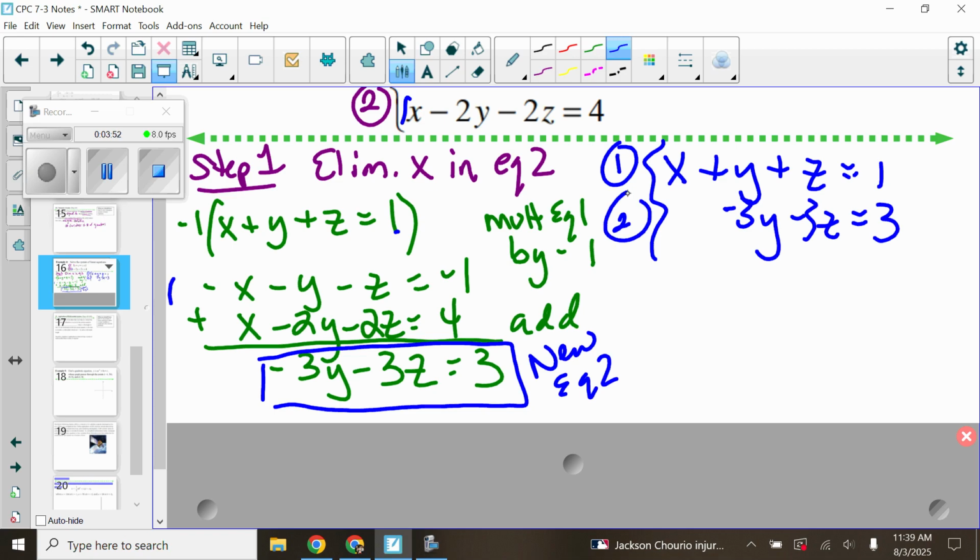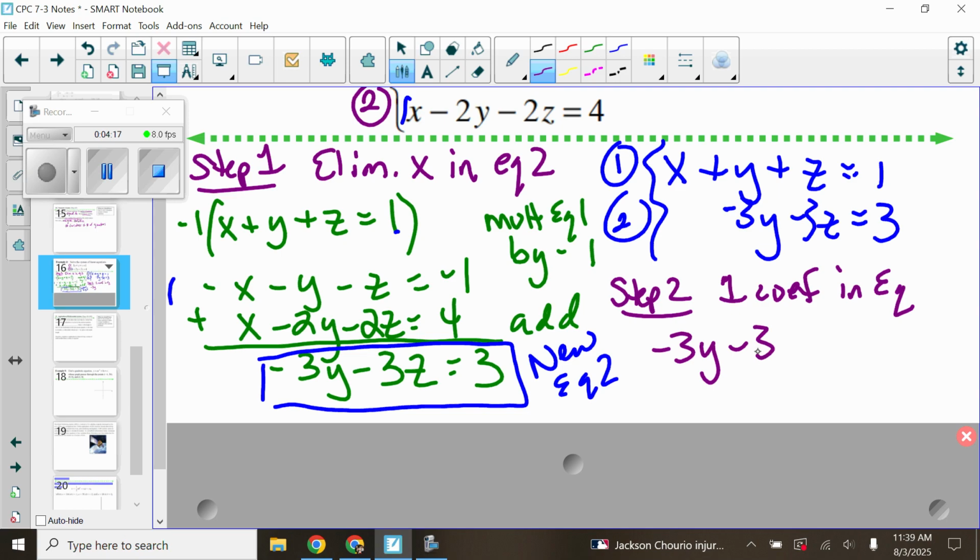Now, if you follow that Gaussian elimination idea, or row echelon form, we want the leading coefficient to be a 1, which is pretty easy to accomplish in equation 2 here. I'm just going to take care of that really quick. So step number 2, I'm going to get a 1 coefficient in equation 2. That's just to make it a little bit easier to deal with. Looks like I just need to divide everything by -3. So we can take care of that pretty quickly.